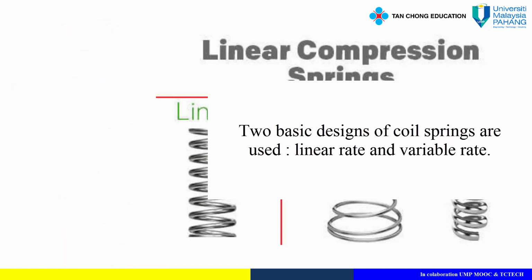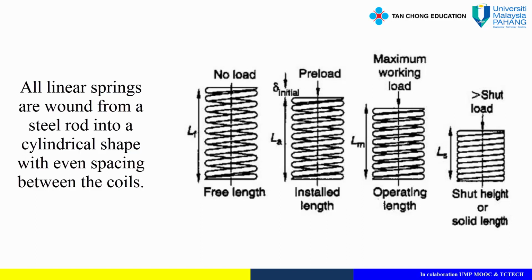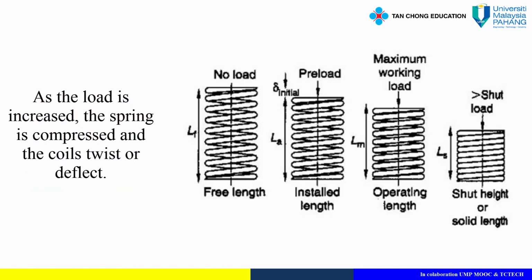Coil springs. Two basic designs of coil springs are used, linear rate and variable rate. Linear rate springs characteristically have one basic shape and a consistent wire diameter. All linear springs are wound from a steel rod into a cylindrical shape, with even spacing between the coils. As the load is increased, the spring is compressed, and the coils twist, or deflect.